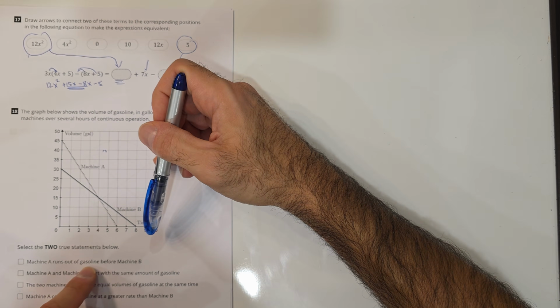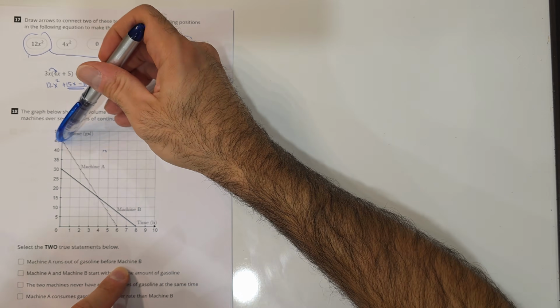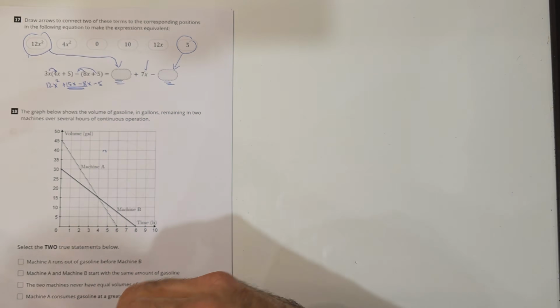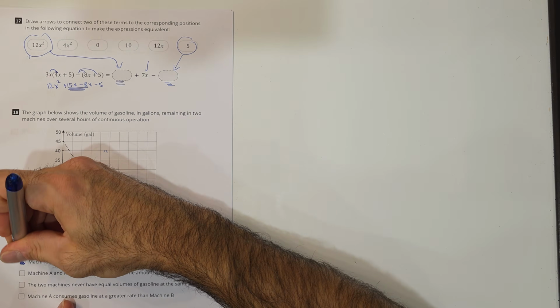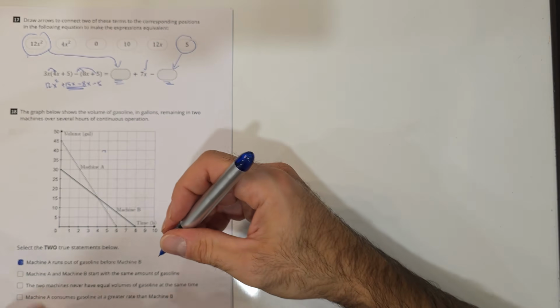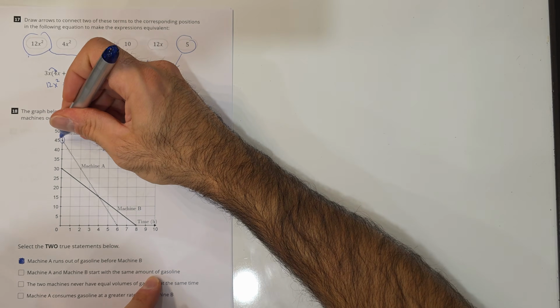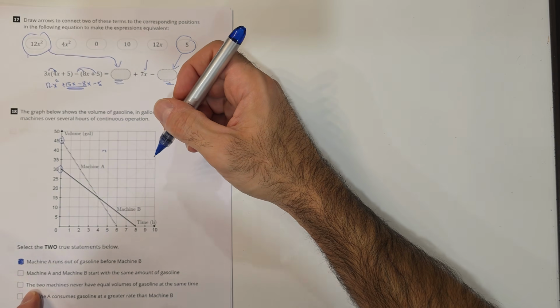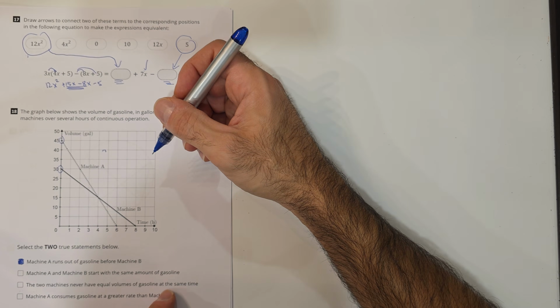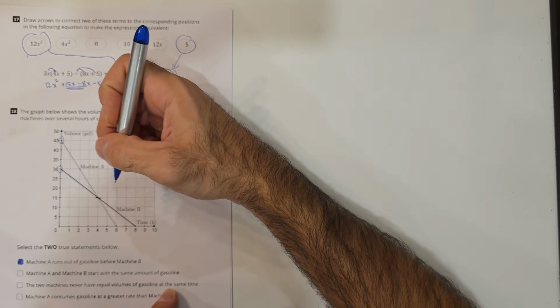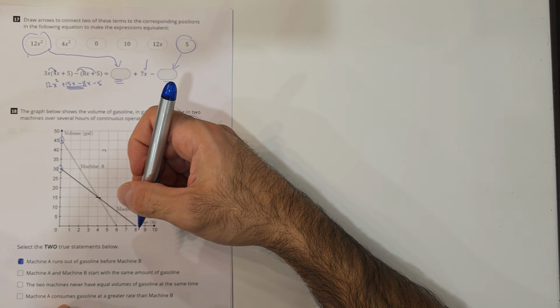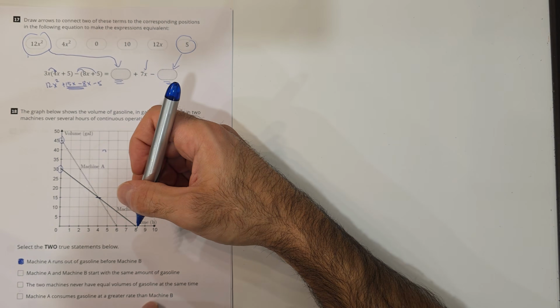Machine A runs out of gasoline before machine B. Machine A runs out of gasoline 2 hours before machine B, actually. Yeah, that's true. Machine A and machine B start with the same amount of gasoline. No, machine A starts with 45 gallons and machine B starts with 30 gallons. That's definitely false. The two machines never have equal volumes of gasoline at the same time. Well, that's not true. Right here, they both have 15. That's false.